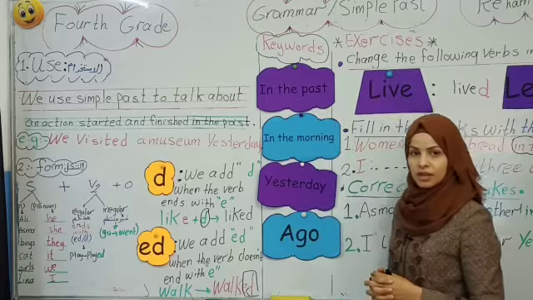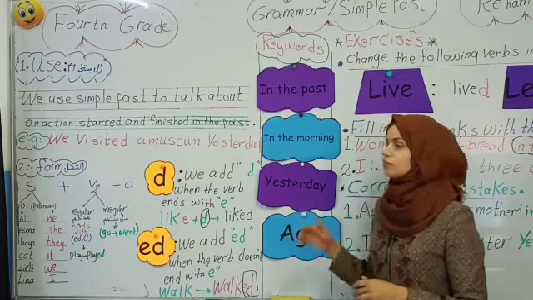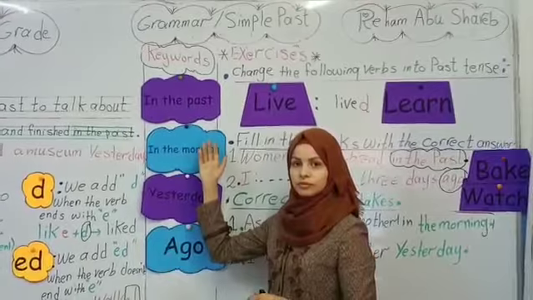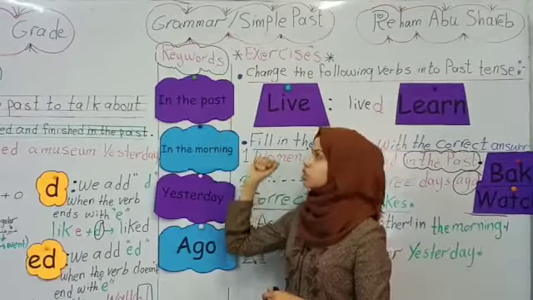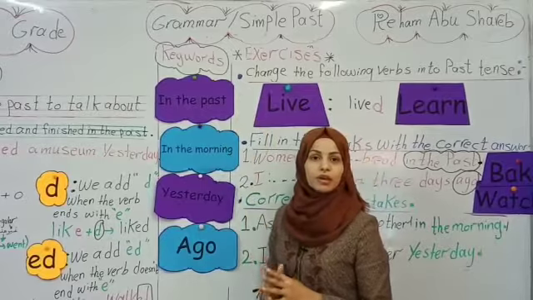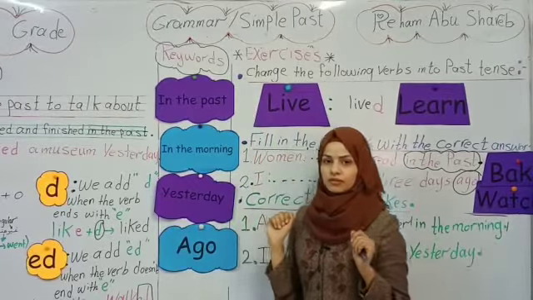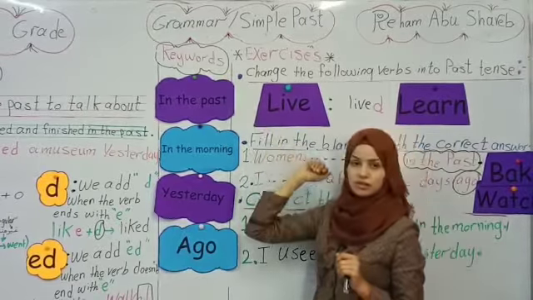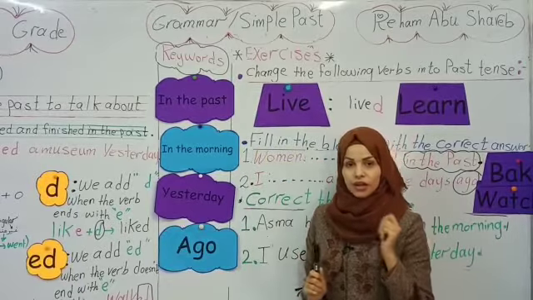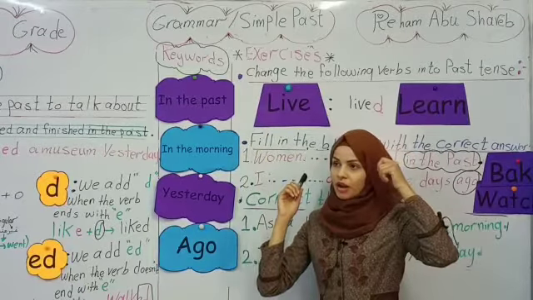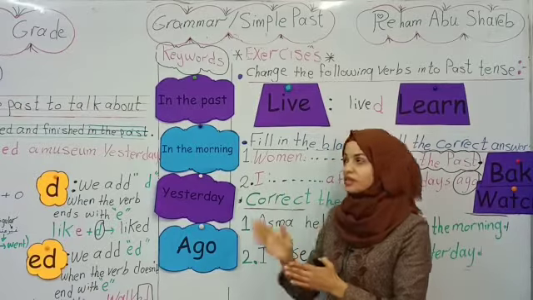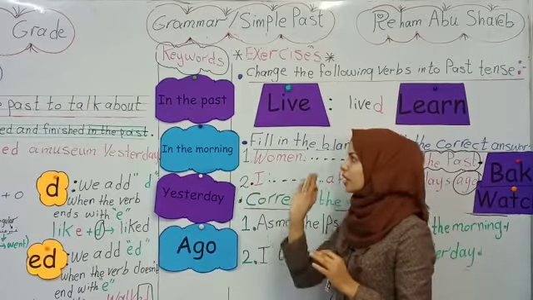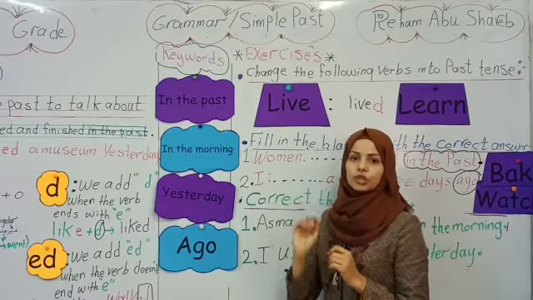Okay, now let's move to the fourth part, which is the keywords. الكلمات المفتاحية. من اسمها key words. key معناها مفتاح. It opens my mind. بتفتح مخي to know what is the suitable tense that I have to use. بتفتح مخي لأعرف إيش الزمن الصحيح اللي أستخدمه للجملة.